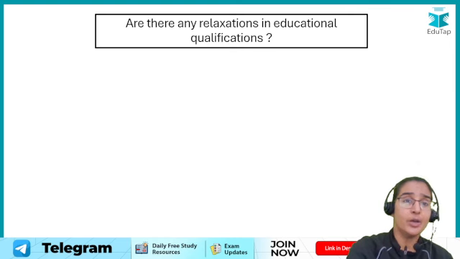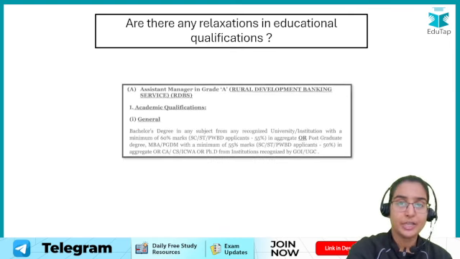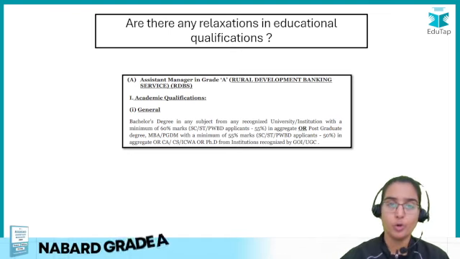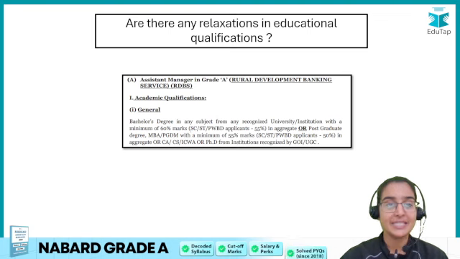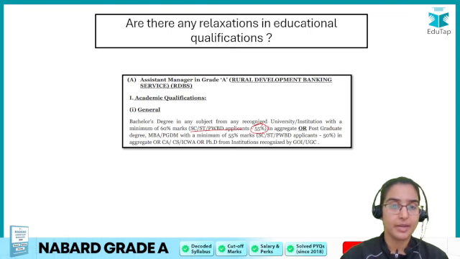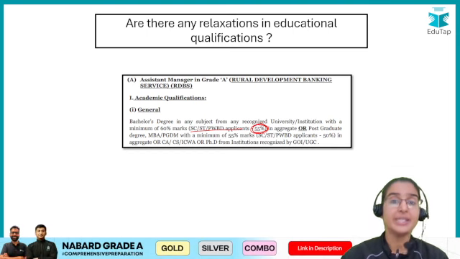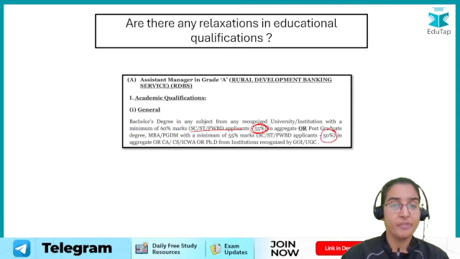Alright, now let us move towards the next question: are there any relaxations in the educational qualifications? So yes students, there are relaxations. I have already told you. Let me again repeat that for the SC, ST and PWBD applicants, the marks required in the bachelor's degree is 55%, and in case of postgraduate degree the marks required are 50%.